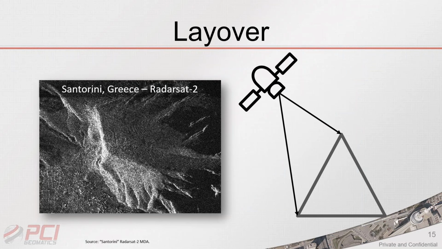So this problem occurs when the radar signal reaches the top of an elevated feature before it reaches the base. And that signal is received before the signal from the base is received. As a result, this causes a shift, and you get these layover effects as seen in the image. And layover issues are quite common with mountainous areas such as Santorini.